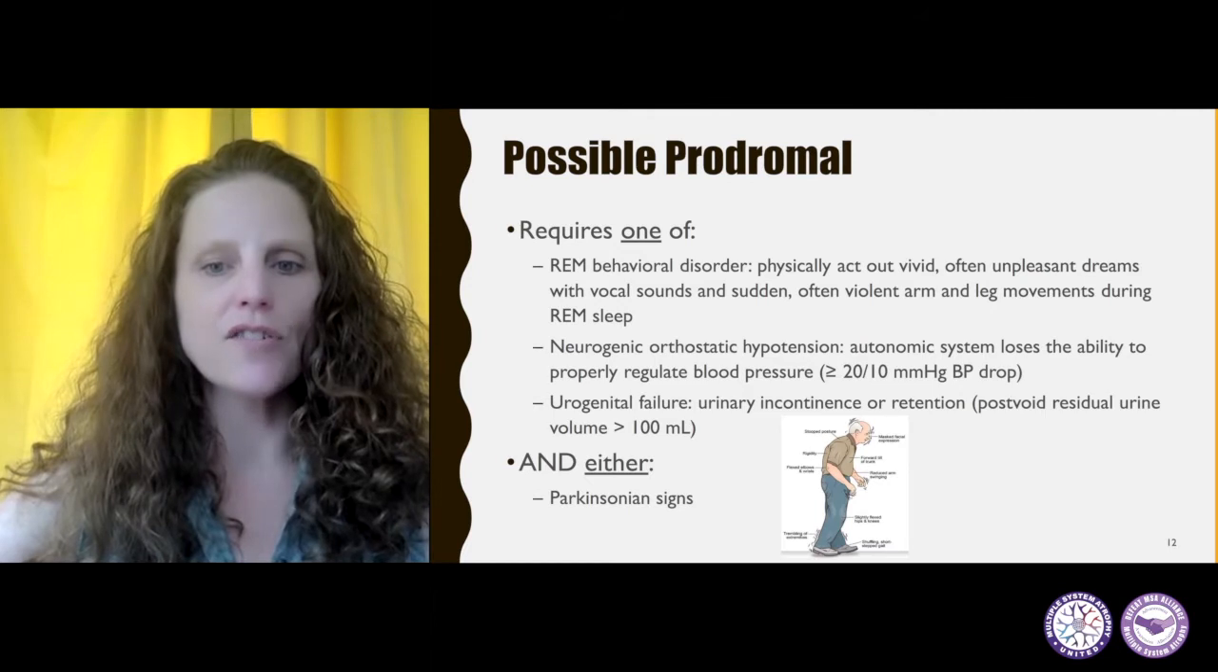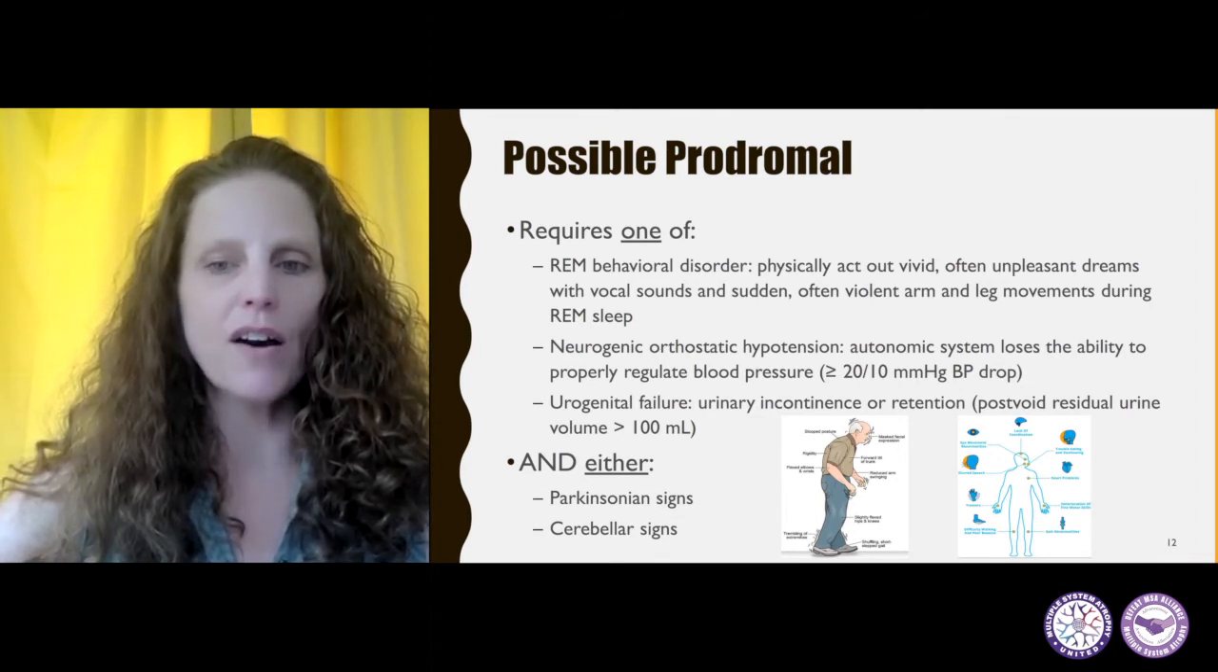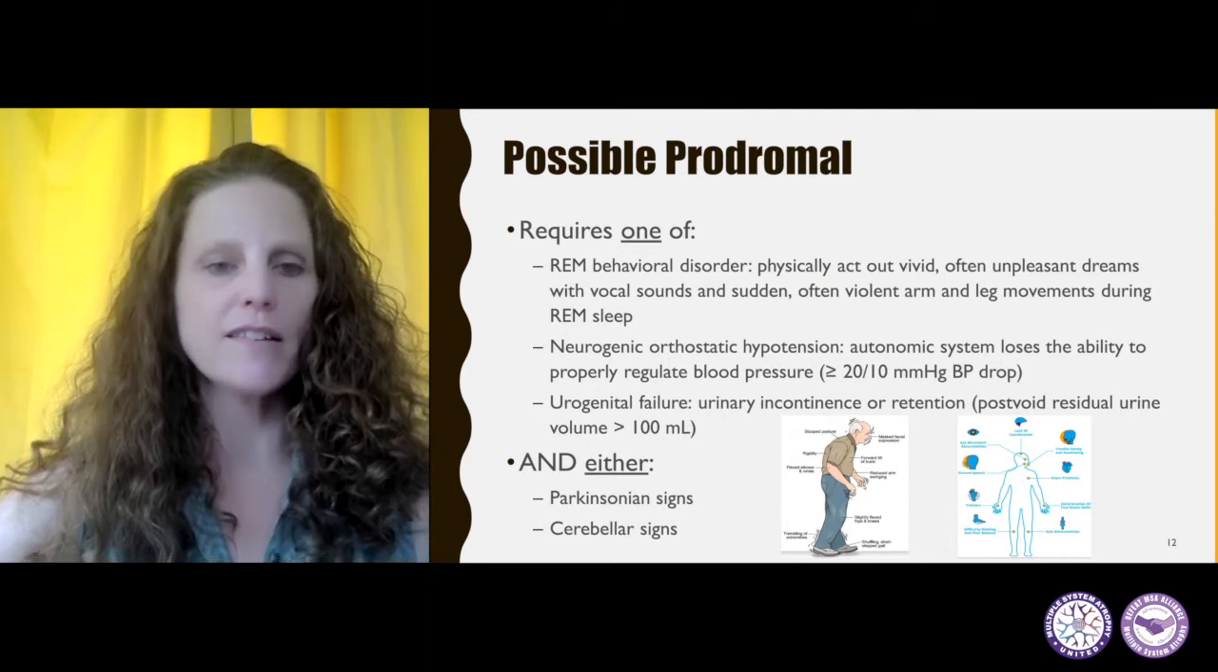Parkinsonian signs such as muscle rigidity, impaired posture or balance, and slowed movement, or cerebellar signs: ataxia, loss of balance, intention tremor, and nystagmus, or involuntary rhythmic side to side, up and down, or circular motion of the eyes.